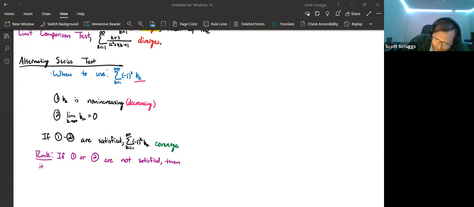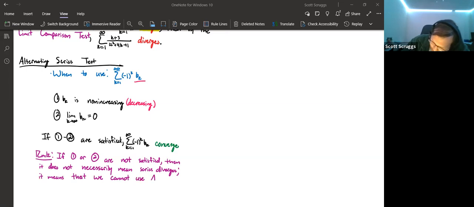And it does not necessarily mean the series diverges. It means that we cannot use the alternating series test.